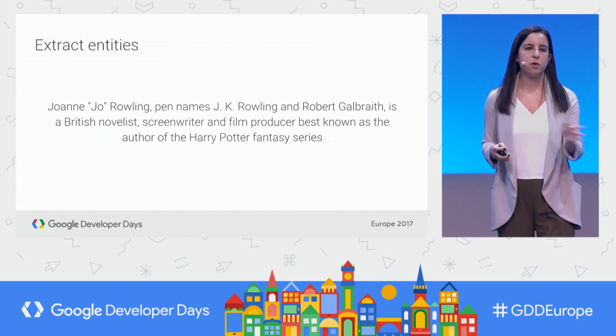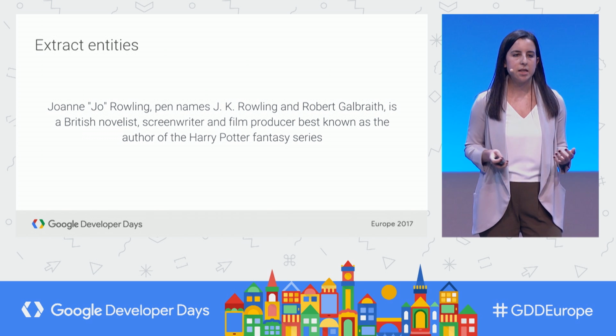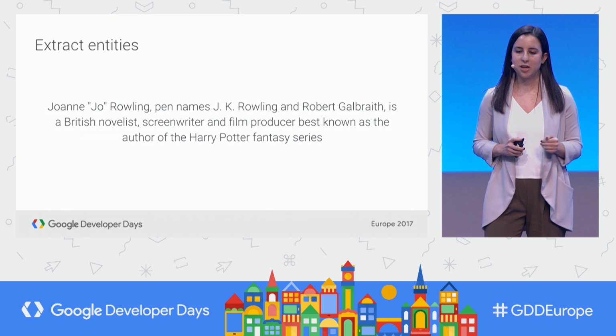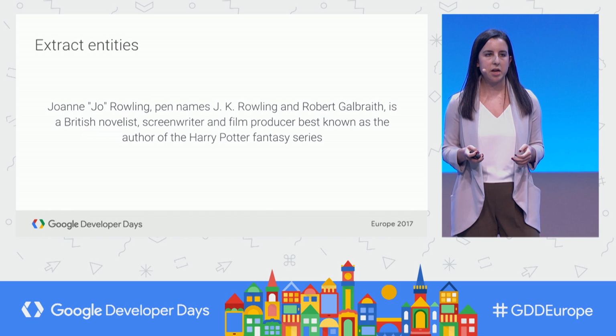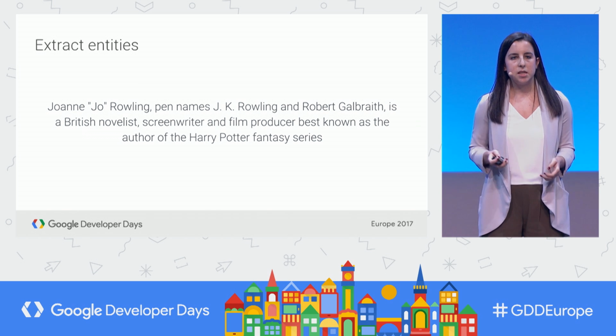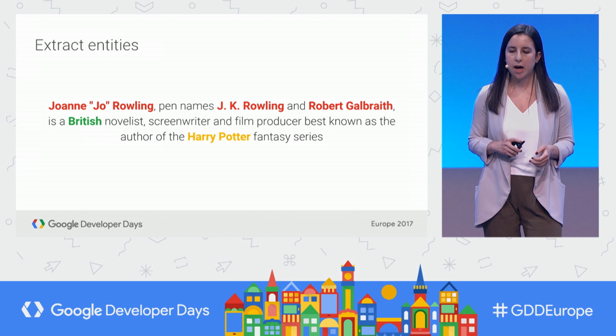So now I want to talk about each of the three methods of the natural language API. The first one is extracting entities. Obviously, I have a Harry Potter example again. So I just took a sentence about J.K. Rowling from her Wikipedia page, and I wanted to see what entities the API found in this example. We got these 5 entities back.